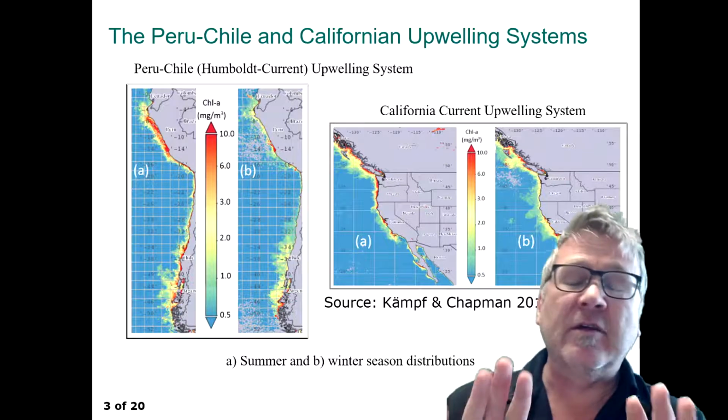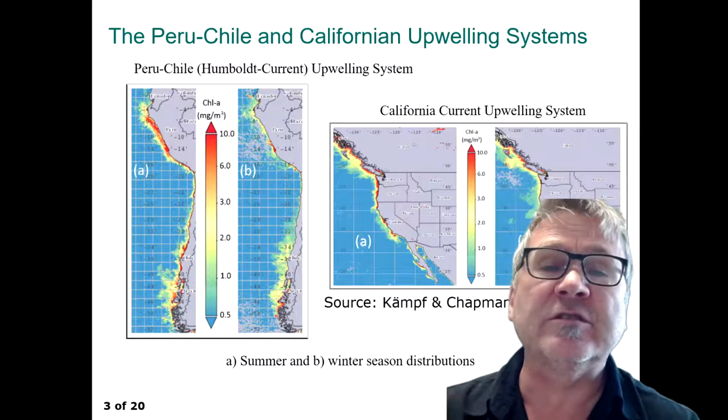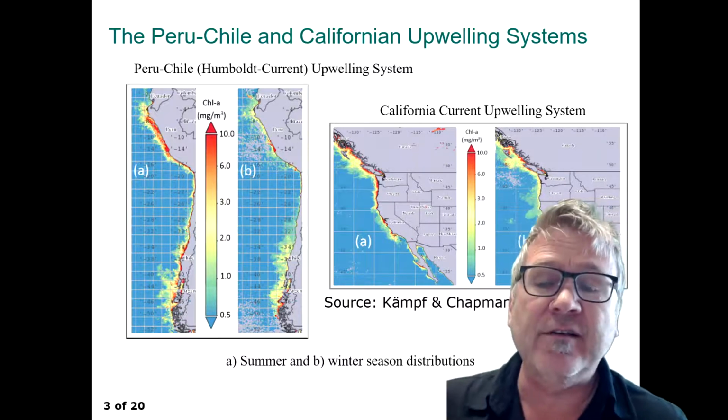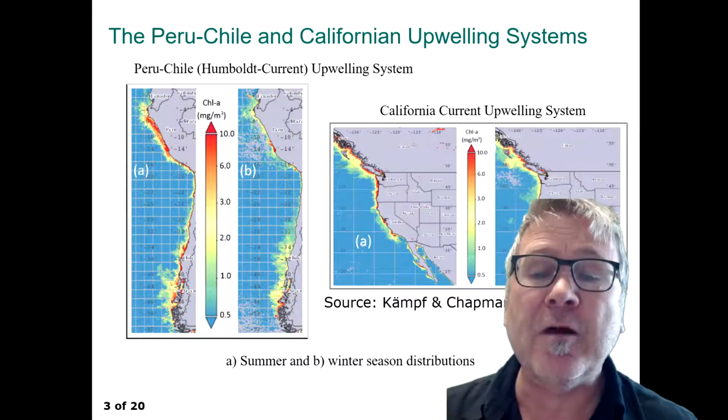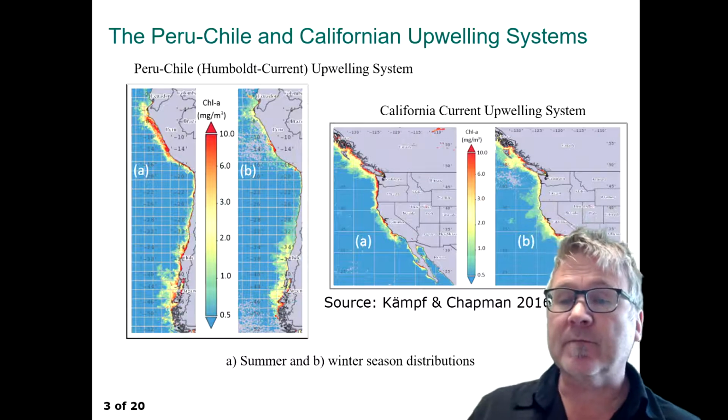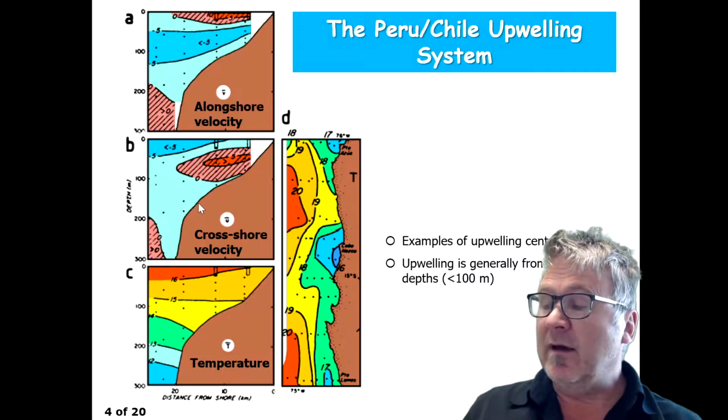If you look at that, you can also see that there are some regions which stand out more, which have higher values. And we call these regions upwelling centers.